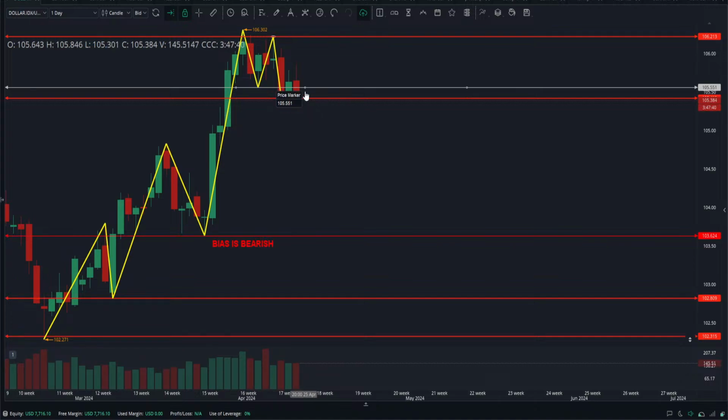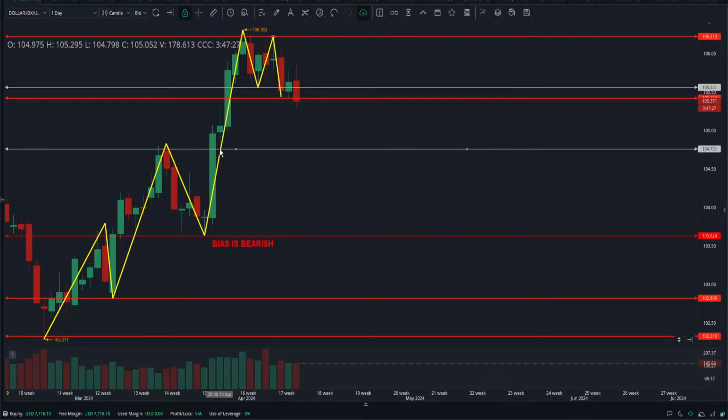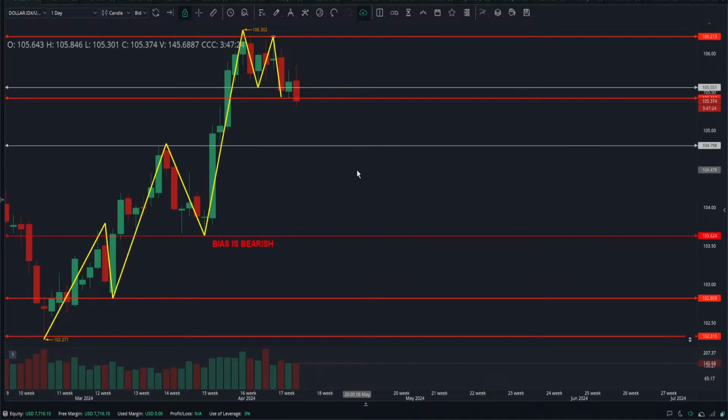From the resistance point of view, you can expect 106.21 as the resistance. The next level of support is around here, 104.79. So let's see.